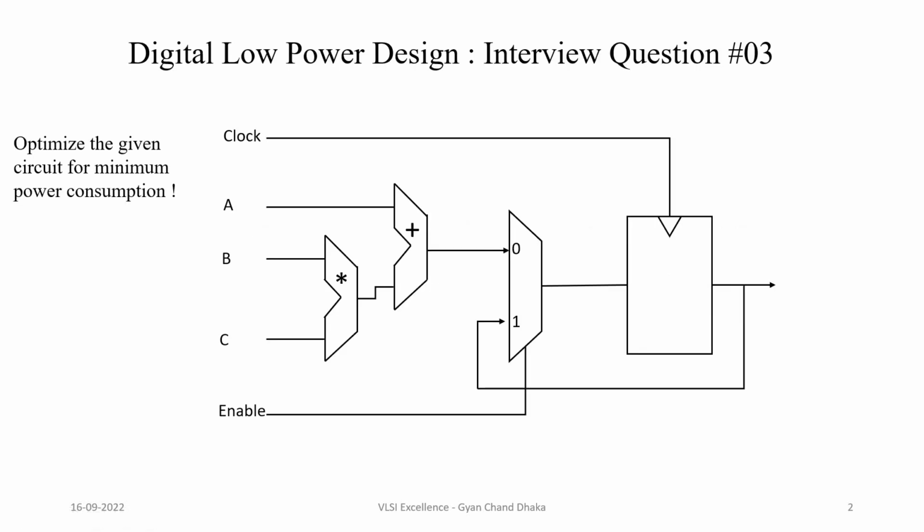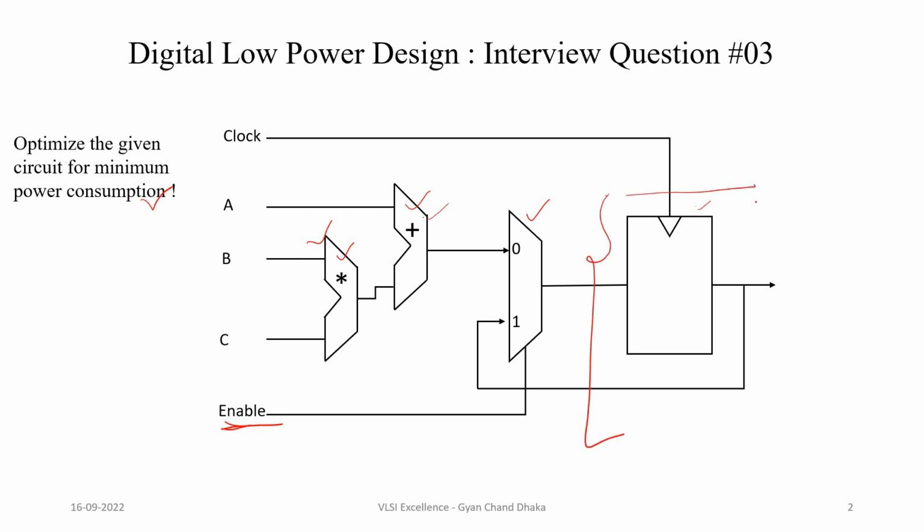digital circuit. Now let's focus on this problem. So guys, the objective of this problem is optimizing the given circuit for minimum power consumption. First, let's understand the functionality of this circuit. If you see here, we have a multiplier hardware, then an adder hardware, then we have a multiplexer, and there is a flip-flop. If we carefully analyze this circuit, whenever the enable signal is 0, the output of multiplier and adder circuit is used by the downstream logic.